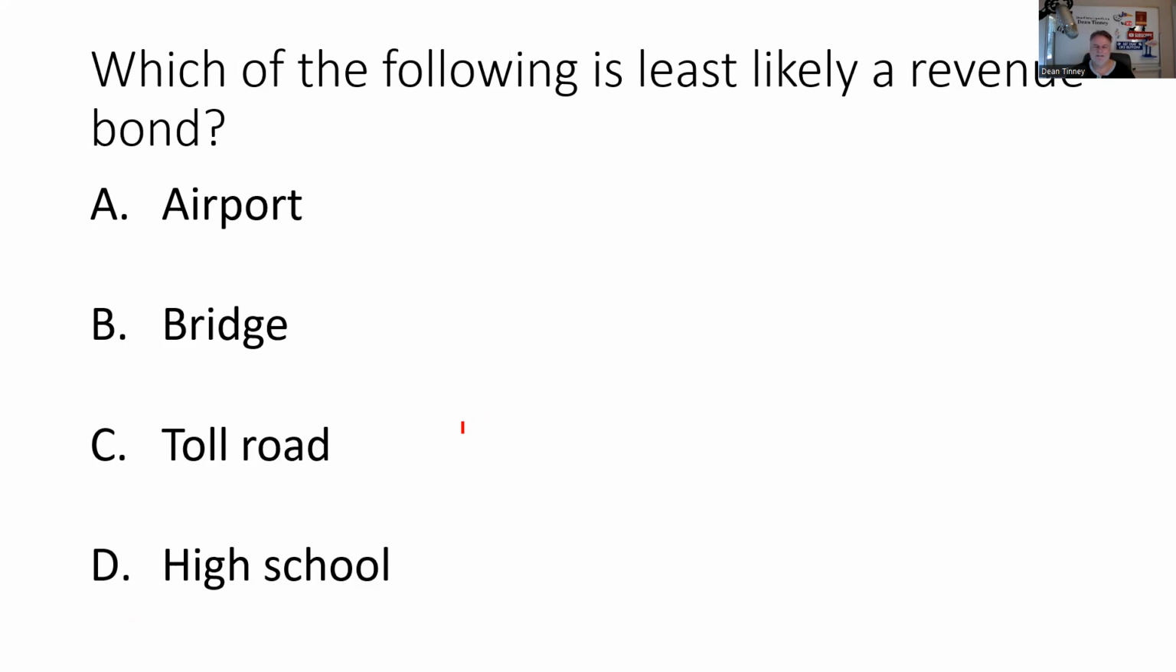Which of the following is least likely a revenue bond? Now, I'm just trying to get you comfortable with the language. This is basically the same answer set. Last time I said most likely a GO, and this time least likely revenue bond. But intellectually, that's kind of the same question, right? So I'm just trying to get you comfortable with phraseology.